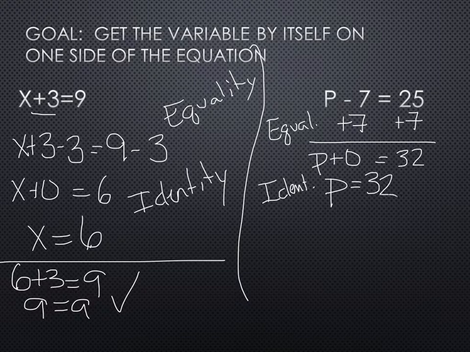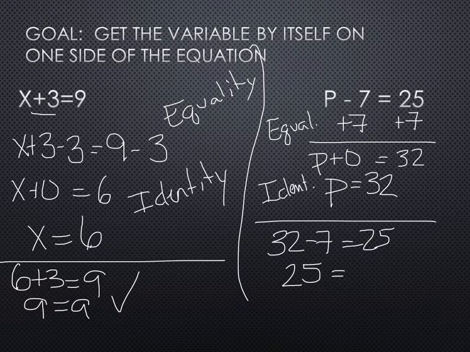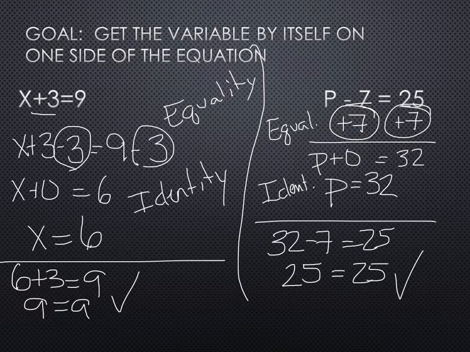That's equal to 32. Alright, now if I check this, 32 minus 7 equals 25. 25 equals 25, so it checks out. Alright, so I'm doing the opposite of whatever's here. You can see here I'm adding 3, so to get rid of that plus 3, I subtract 3 on both sides. Here I'm subtracting 7, so I'm going to add 7 on both sides.